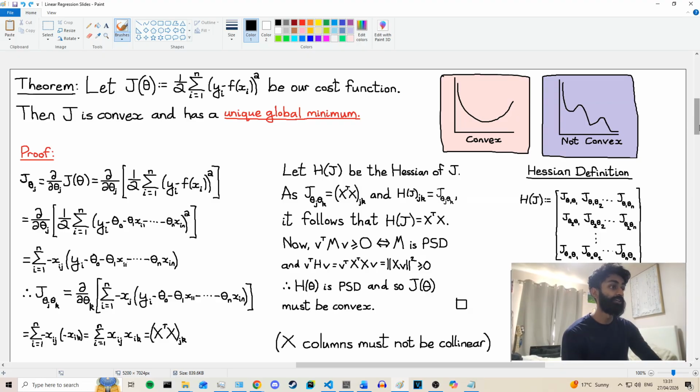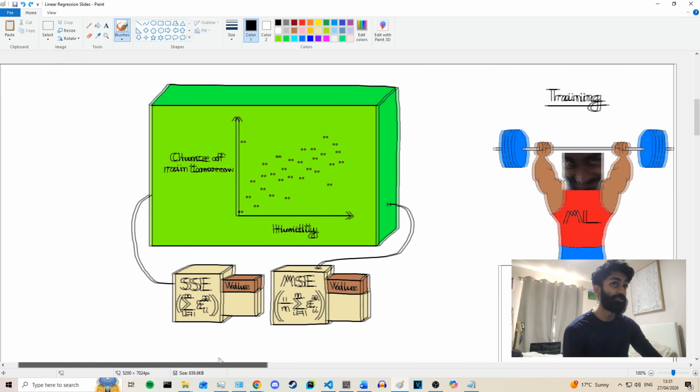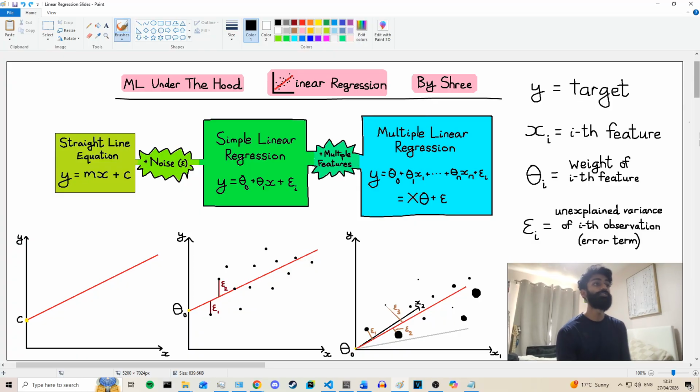I'll also be including sections so that you can skip to whatever part of the video you want, and also another way to skip these parts of the video. So this video will be on linear regression.